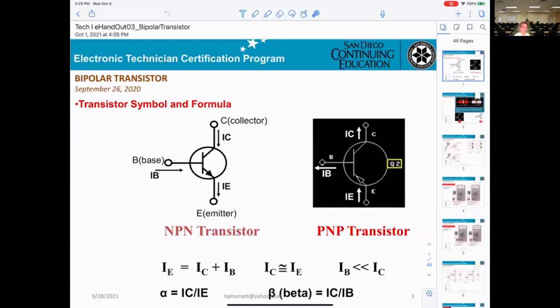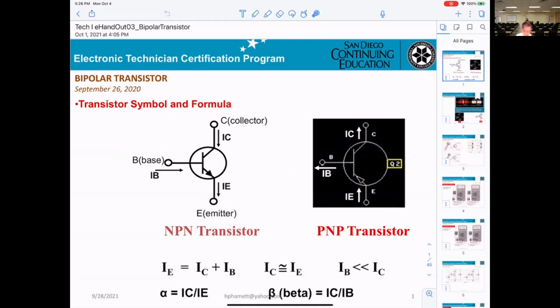Okay, now see what the difference is. For the NPN, the arrow points out. However, for the PNP, the arrow points in. That is the difference. And they have three terminals. One we call the base, collector, and the emitter. Base, emitter, and collector.